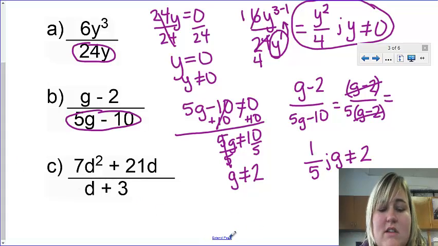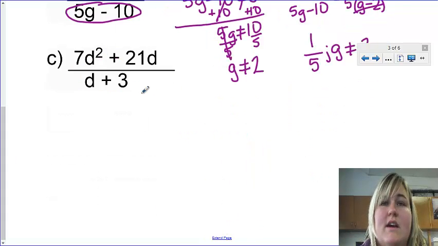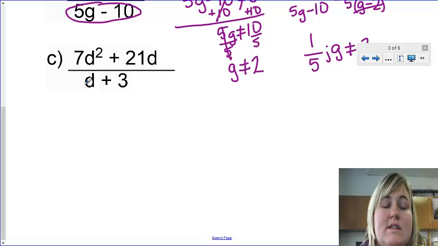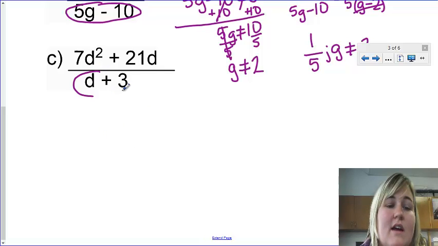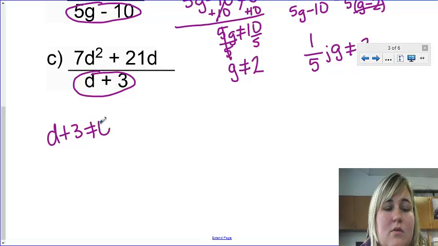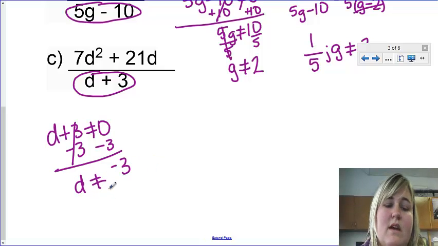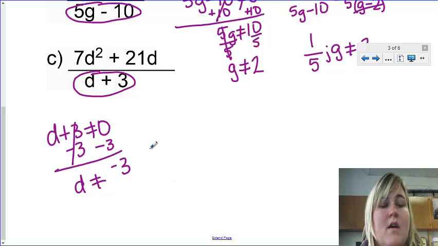I would like for you to pause the video and try to do C on your own paper, please. Okay, on C, we're going to start by looking at that denominator to find our excluded values. So I'm going to say that d plus 3 cannot be equal to 0. And to get d by itself, I'm going to subtract 3 from both sides. So I'm left with d cannot equal negative 3. That's my excluded value, where d is negative 3.